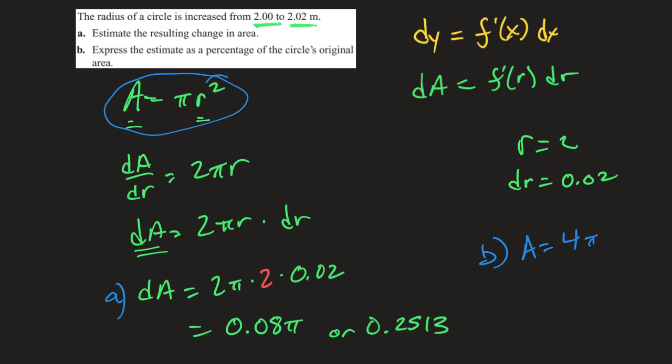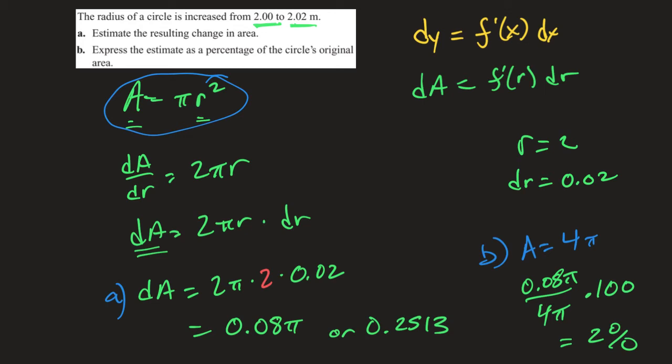So what we want to do is write down 0.08 pi over 4 pi, and then we'll multiply that by 100 to get the percentage. And that's going to work out to be 2%. So we did a 2% increase in the area.